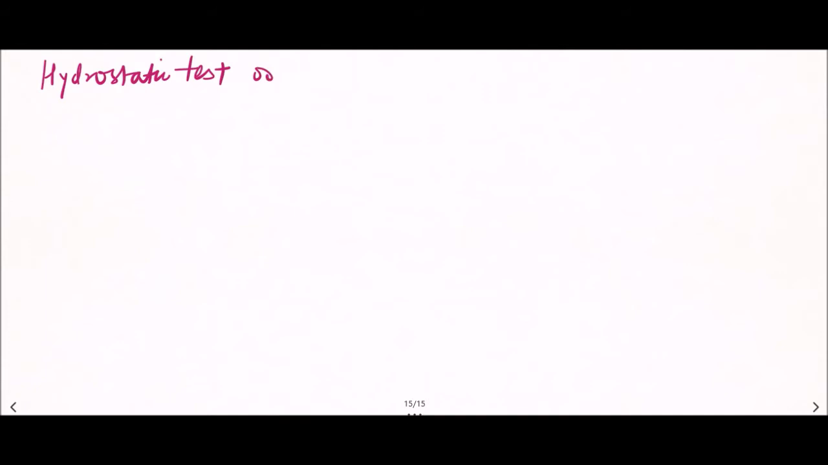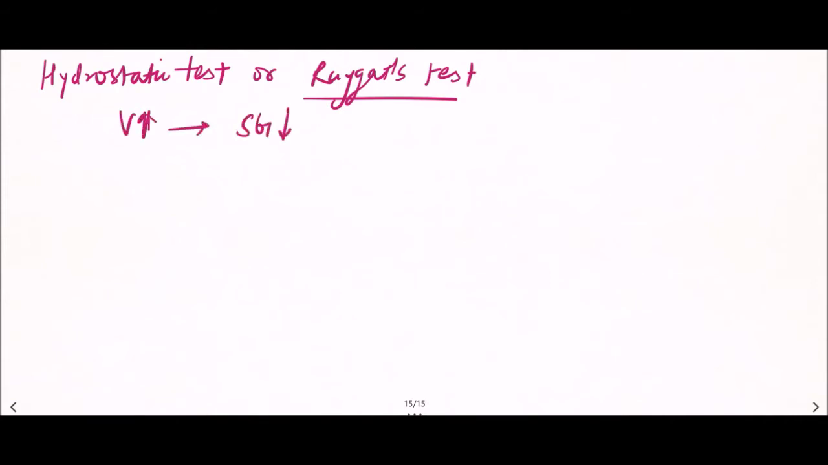Hydrostatic test is also known as Raggs' test. So what happens after breathing? The volume of lung is increased, due to which their specific gravity is decreased. So after breathing, the volume increases and the specific gravity decreases. This is the principle of hydrostatic test.